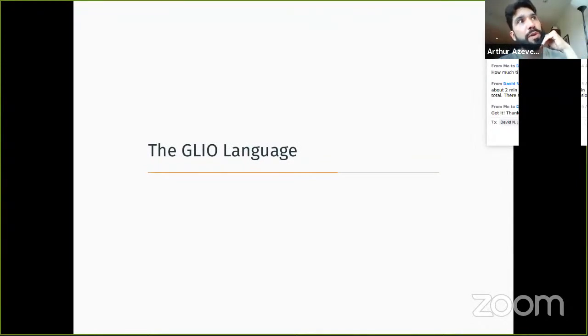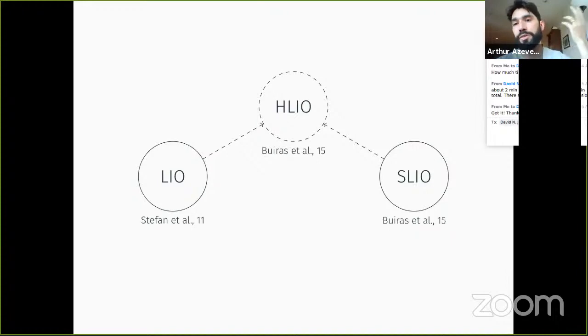But in this paper, we introduce a particular incarnation of this approach called the GLIO language, for gradual LIO, that is based on this Haskell library for information flow control. And we simply show that, well, this thing can be endowed with a gradually typed type system that gives you both a dynamic gradual guarantee and non-interference.